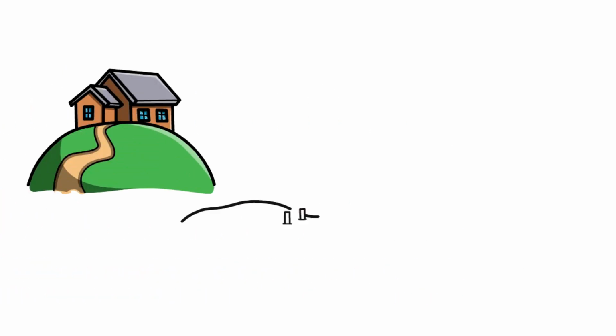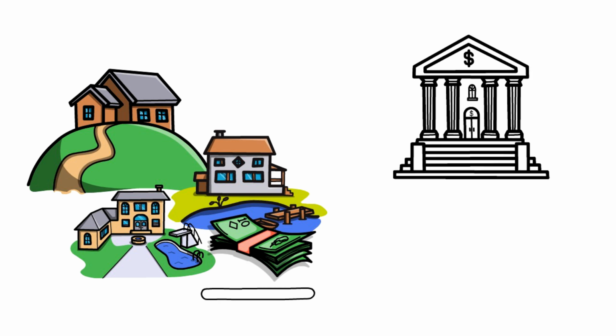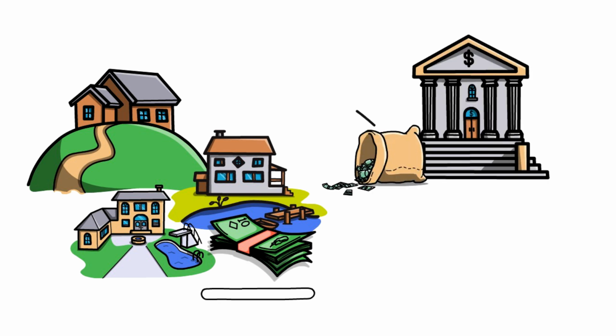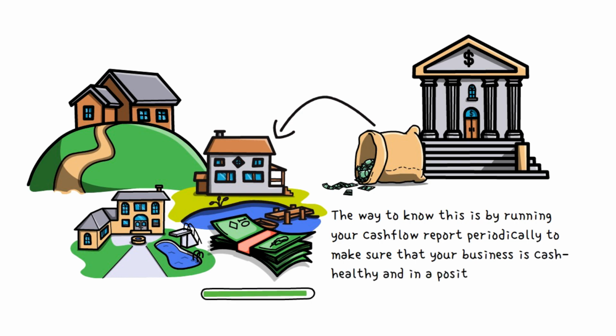In real estate, it's often not easy to raise the income level quickly. So in the event of a cash shortfall, your most likely solution is through borrowing or injecting new capital into the business. Either way, it is good to know this information well in advance of a problem showing up because of it, so that you can do something about it. And the way to know this is by running your cash flow report periodically to make sure that your business is cash healthy and in a position to continue its activities.